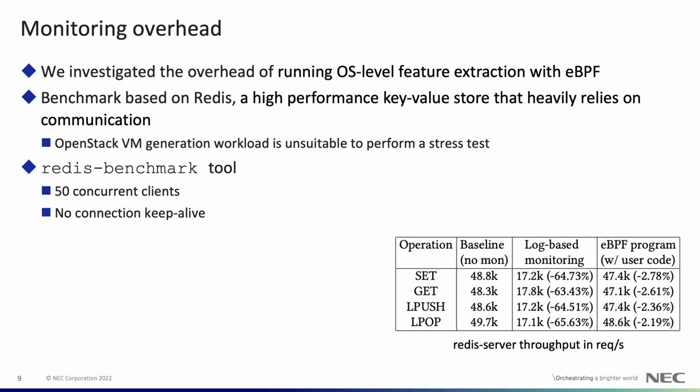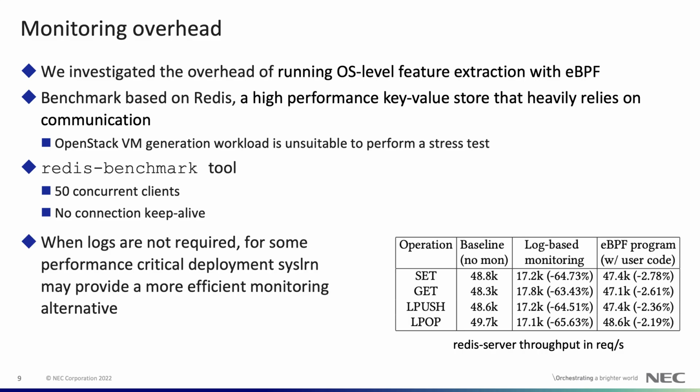We measured the performance baseline in requests per second for different types of operations without performing any monitoring. Then we measured the overhead introduced by logging individual requests on the server side. And finally, we disabled logging and activated eBPF monitoring. As reported in the tables, logging can reduce performance up to 65%, an overhead which is over 10 times higher than eBPF. In most cases, logs are anyway required, but for some performance critical deployments, syslrn may provide a more efficient monitoring alternative.